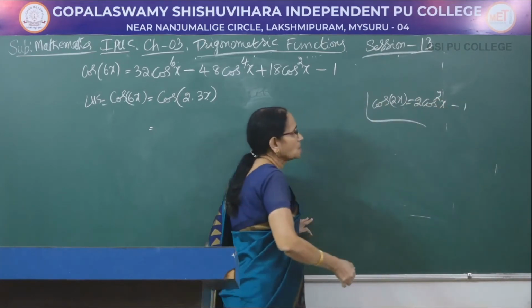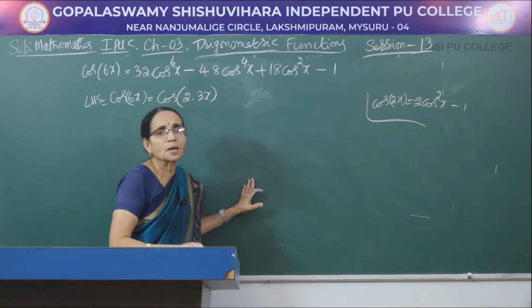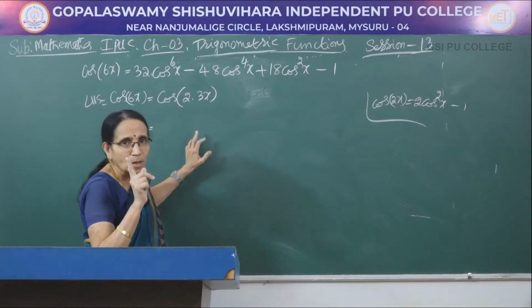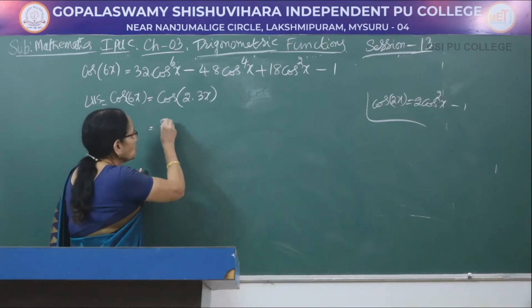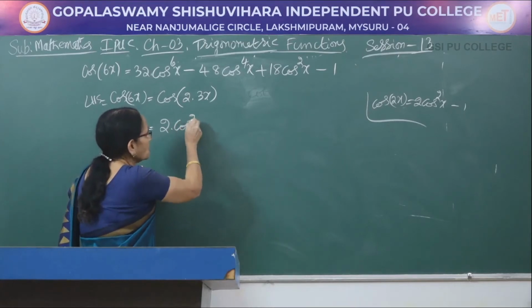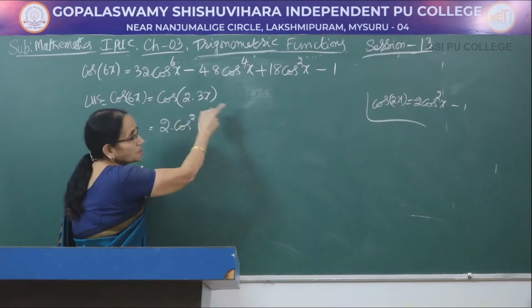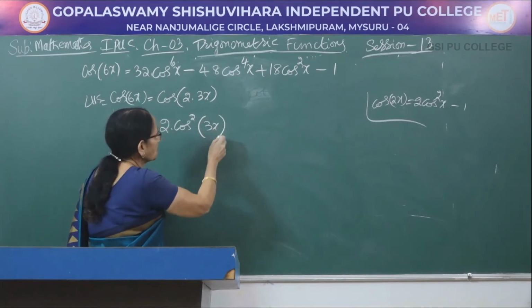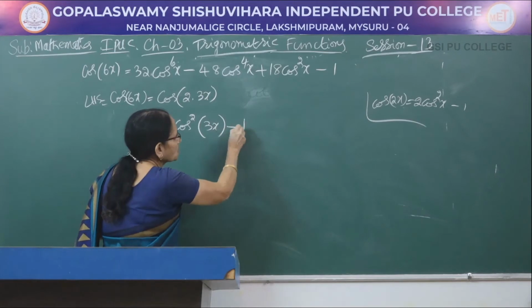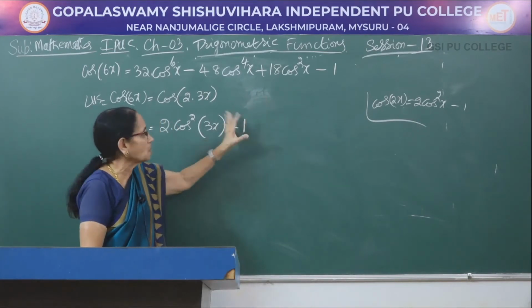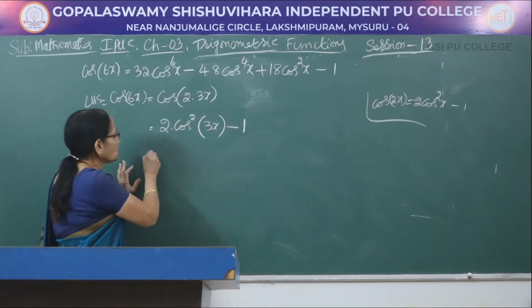Now cos of 2x is 2 cos square x minus 1. In the place of x I am having 3x. That one thing you have to remember. So it is 2 into cos square of, in the place of x we are having 3x, cos square 3x minus 1. So that minus 1 is there, even in the answer on the right hand side minus 1, keep that as it is. Now come to this one.